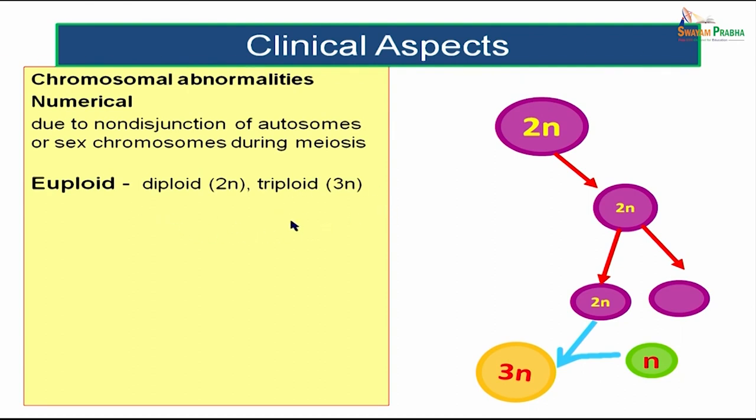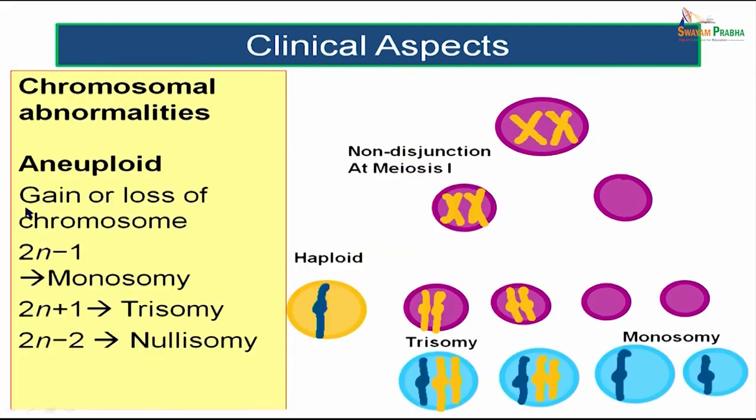And if it is more than the diploid number, you call it polyploid. Now, there is another term known as aneuploid, which again comes under the numerical anomaly. Aneuploid means there is no increase in the number of chromosomes as multiples, but there is an increase of one chromosome or a decrease of one chromosome. That is, gain or loss of a single chromosome. That is known as the aneuploid stage.